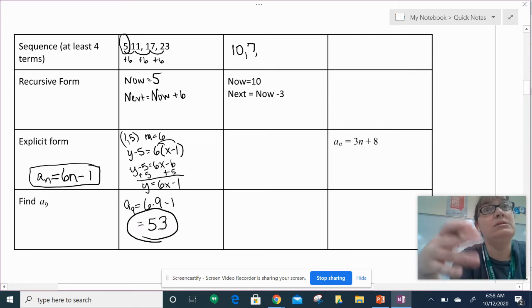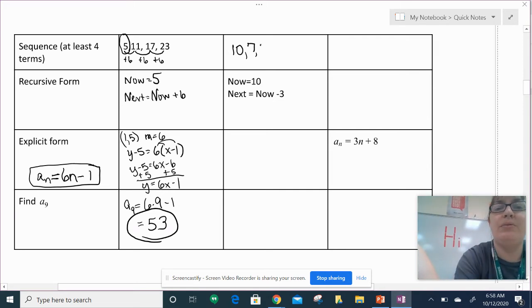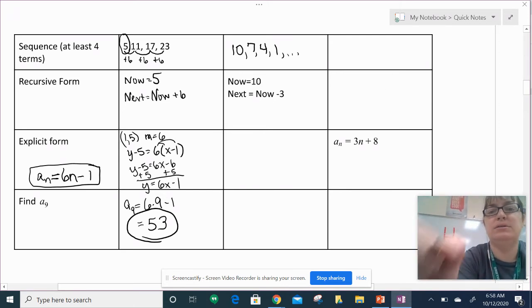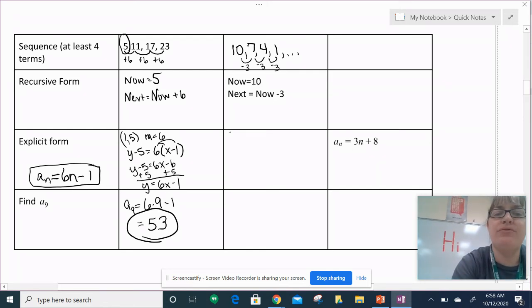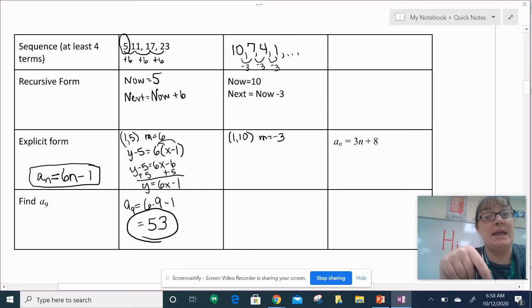Then take the new now, 7, and subtract 3. That would give me 4. 4 minus 3 would give me 1, and so on. All right, so now I have a picture of what my sequence looks like. If you'll remember, we were subtracting 3 each time, so that tells me what my slope is, or my common difference is, and my first term of my sequence is 10. So that gives me the 2 pieces of information I need to write my equation. The first point is (1, 10), and the slope is negative 3.